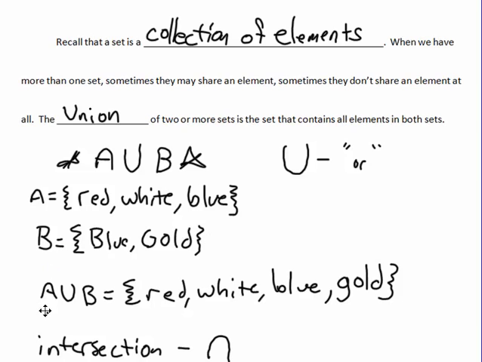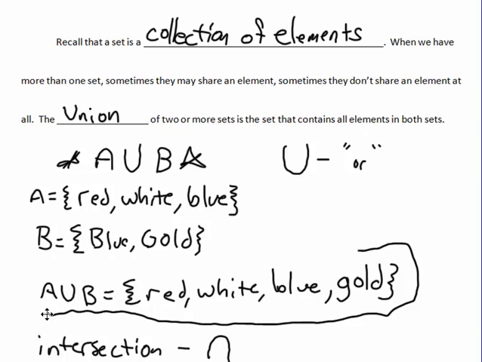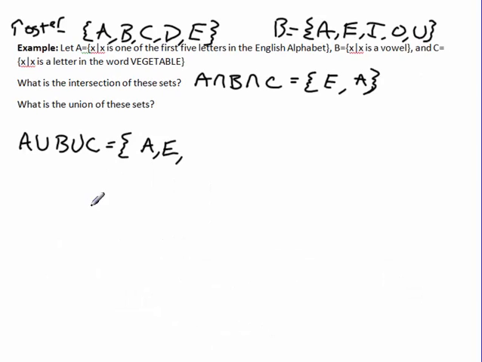Remember, with the union, all we did was list every single one just one time. I didn't have to list blue twice, even though it showed up in A and B. I just listed it one time here. So when we go here, A and E are definitely a part of it, but so is C and D and B, because that's everything from the first element.